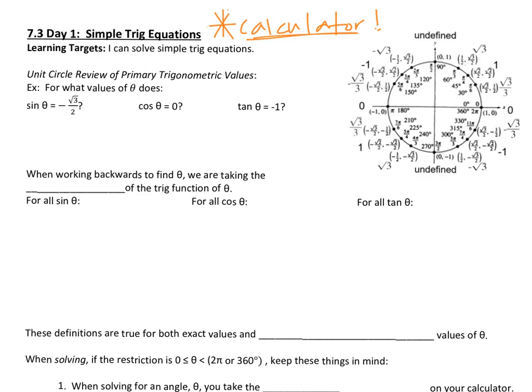The second half of Chapter 7 is all about solving trig equations. In the first part of 7.3, we're going to look at simple trig equations. It says unit circle review of primary trigonometric values.